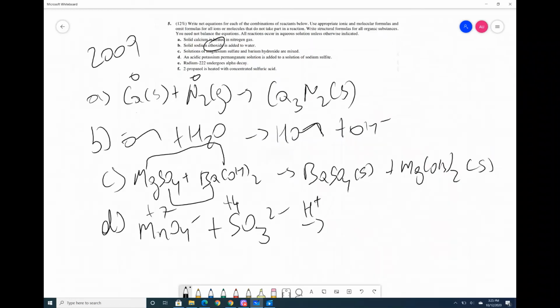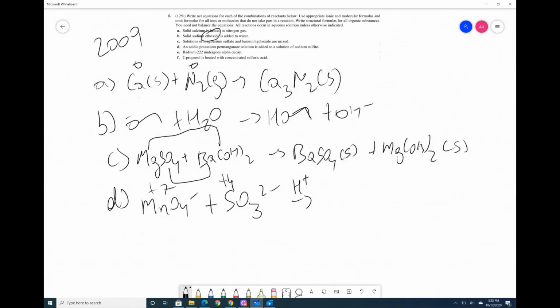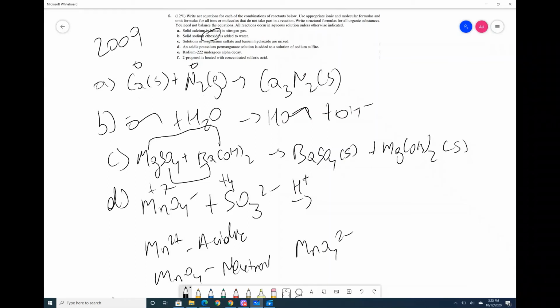And usually Mn2+ forms in acidic solutions if it gets reduced. MnO2 is neutral and MnO4 2- is basic. And this is an acidic solution, so we're going to form Mn2+. And when you oxidize sulfite, you will get sulfate, because this is +6 and that's +4.